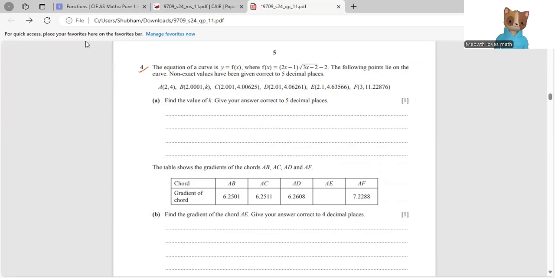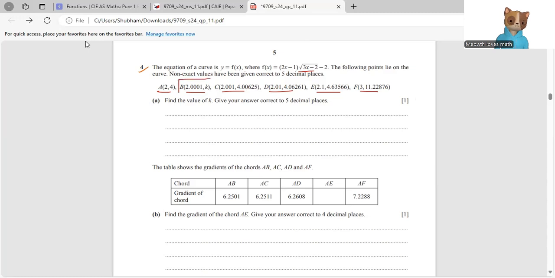It says the equation of a curve is y equal to f of x, where f of x equal to 2x minus 1, and then we have under root 3x minus 2 outside. The following points lie on the curve. Non-exact values have been given correct to 5 decimal places. Okay. So these are the points which are given to us. And we have to find the value of k. Give your answer correct to 5 decimal places.